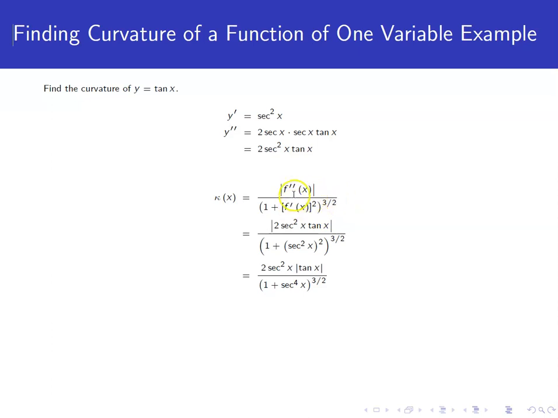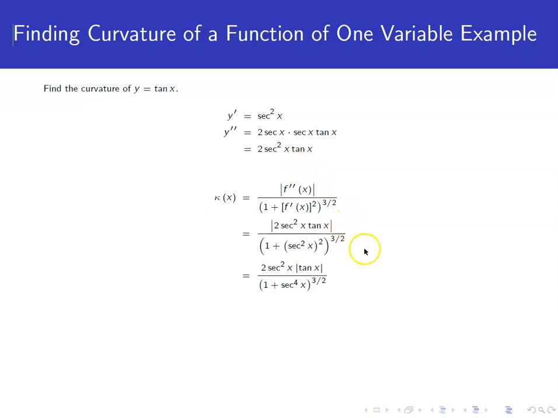Well, I see that I need a first and a second derivative, so let's go ahead and take those. First derivative is going to be secant squared. Second derivative, we'll get a 2 secant x times secant x tangent x by the chain rule. Putting things together, you get a 2 secant squared x times tangent x.